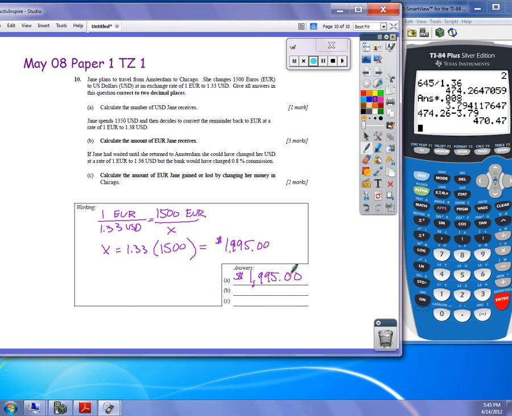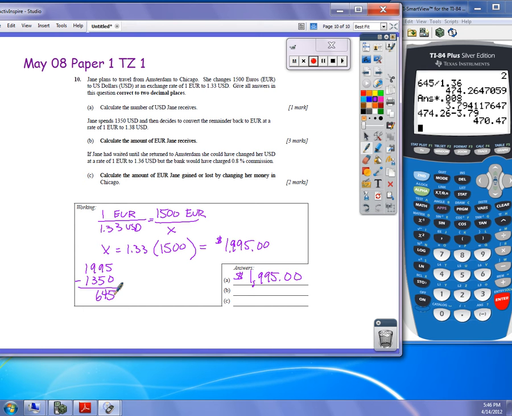In part B, she spends $1,350. So she had $1,995. She spent $1,350. And Jane is left with $645 that she'll have to exchange back to euros when she goes back to Amsterdam.